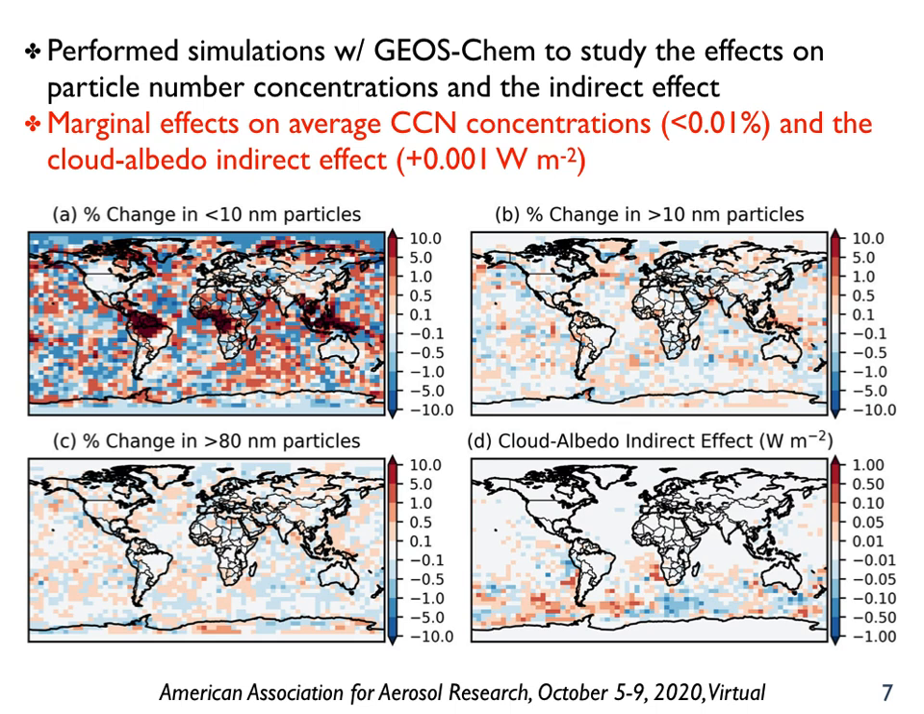This was very likely because those sub-10 nanometer particles were lost quite efficiently through coagulation with larger sized particles. Consequently, there was a minimal impact on the cloud albedo indirect effect. From the addition of these sub-10 nanometer particles, globally averaged, CCN sizes changed by less than 0.01%, and the cloud albedo indirect effect changed by 0.001 watts per meter squared.